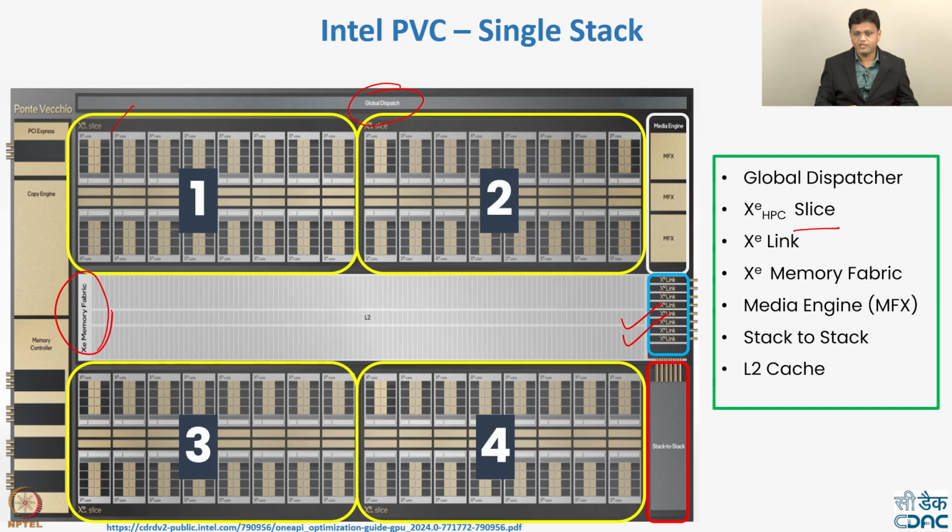This is a memory fabric. It always provides a high speed and high bandwidth memory interface to the compute units. There is a media engine, you can see here, and it has MFX, and 3 such units are available inside it. MFX basically supports the graphic functionalities. Suppose you want to work on a computer vision kind of application. In that scenario, this media engine will always help you to process the image data.